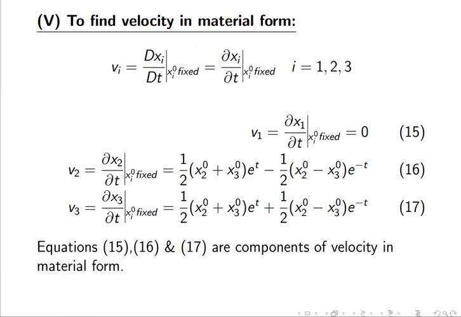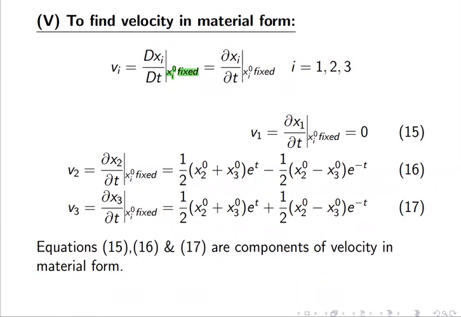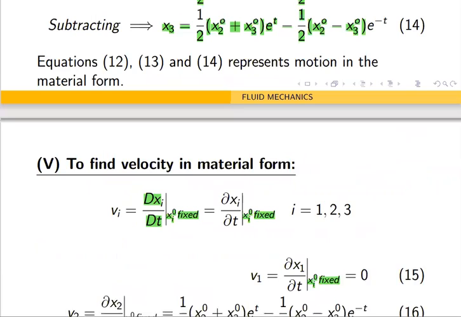So what are we going to do? Material form is nothing but we are going to differentiate xi with respect to t with what coordinates fixed? With the material coordinates fixed, that is xi naughts fixed. So Vi is dou xi by dou t, xi naughts fixed, i equal to 1, 2, 3. Take V1. V1 is dou x1 by dou t, xi naughts fixed. So take x1, differentiate with respect to t. What is our x1?